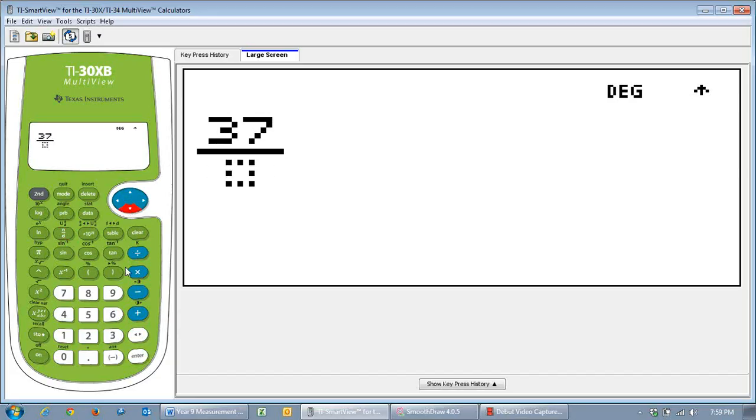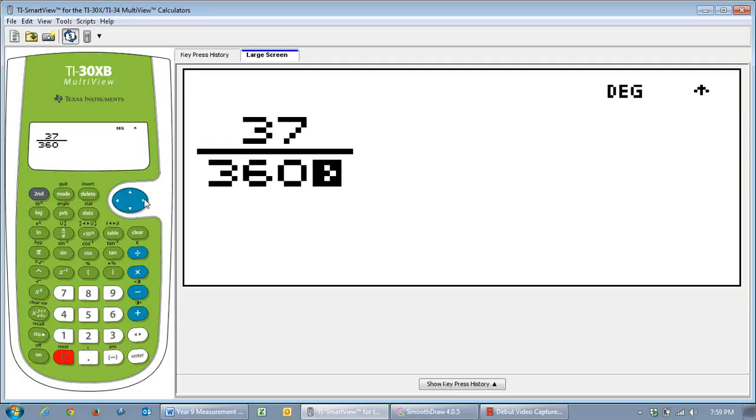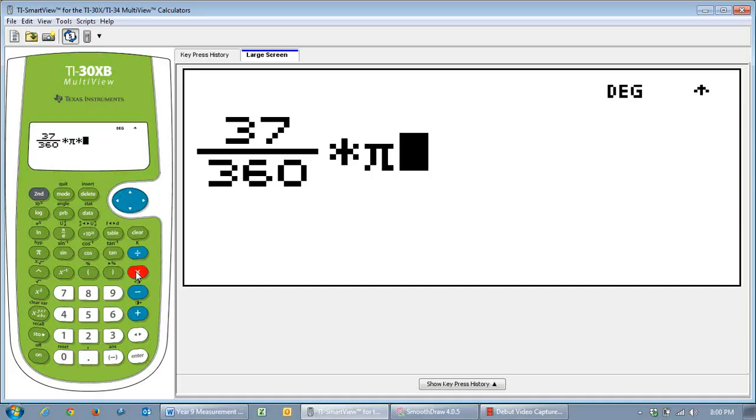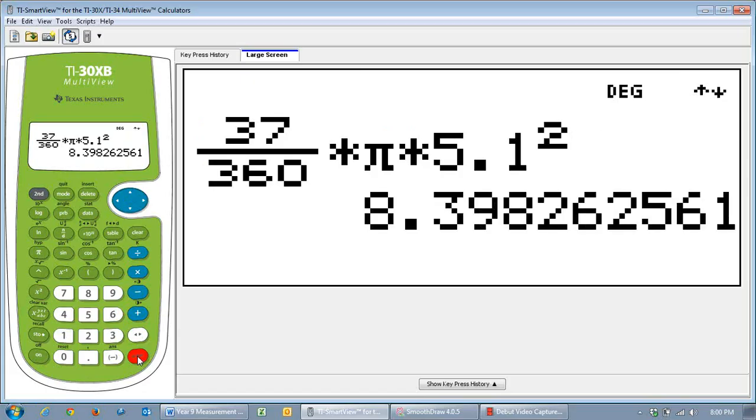37 over 360. Press right to get it out of the fraction. We're going to times that by pi and times it by the radius. I've forgotten what the radius was. It was 5.1, times by 5.1 squared equals 8. Let's round that up to 8.4.